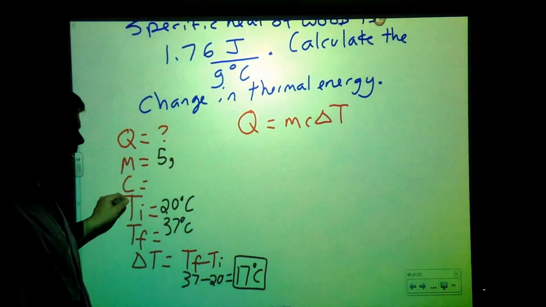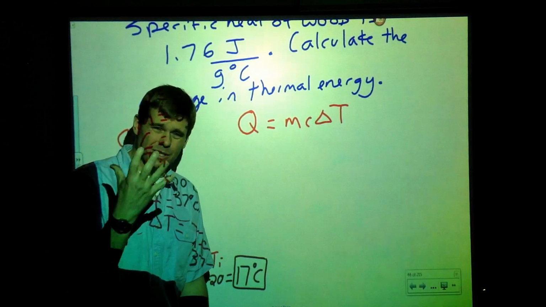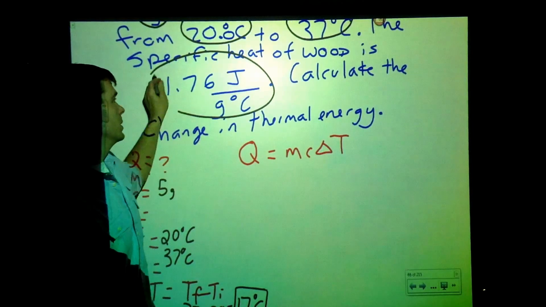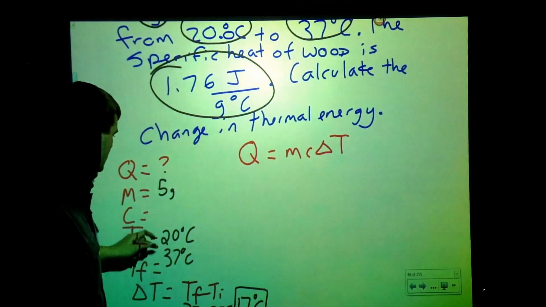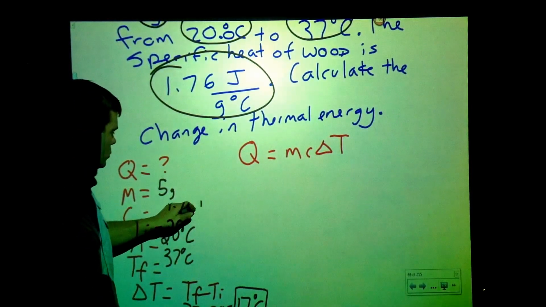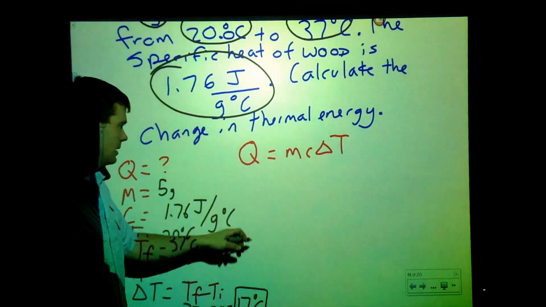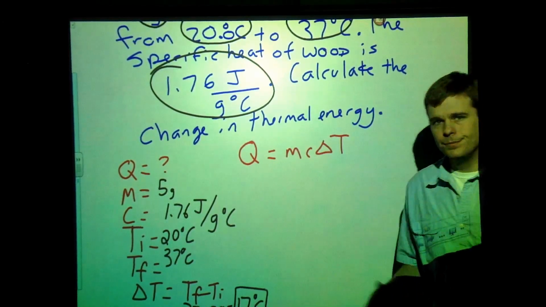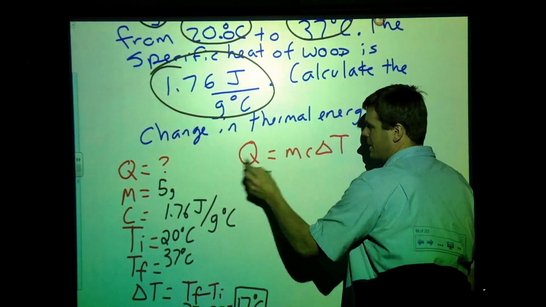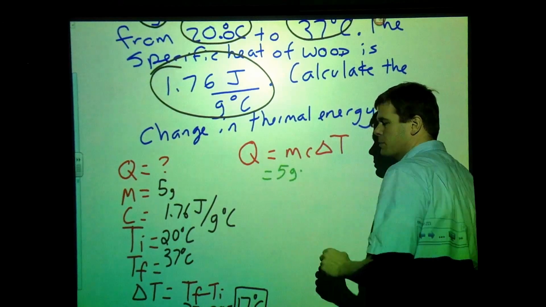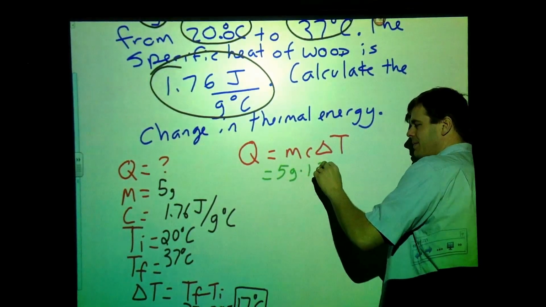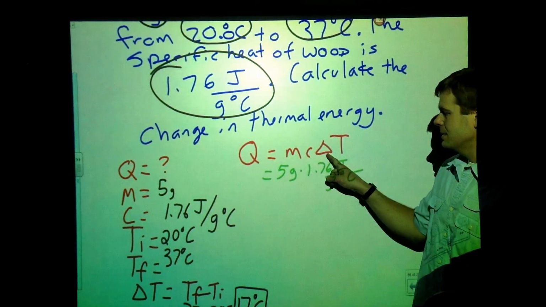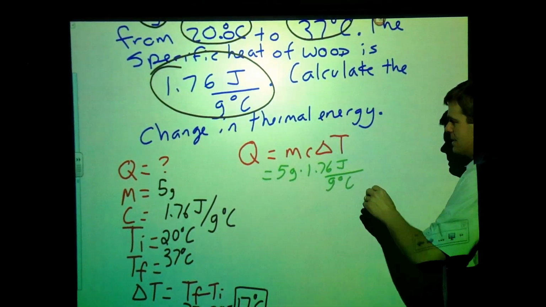I don't know the specific heat of wood. That's not a number I just carry around in my brain. But my problem tells me the specific heat of wood is right here: 1.76 joules per gram degree Celsius. So, plug it in. I've done all the hard work. The rest, piece of cake. What's my mass? 5 grams. What's my specific heat of wood? 1.76 joules per gram degrees Celsius. What's my delta T? I already calculated it. It's 17 degrees Celsius.